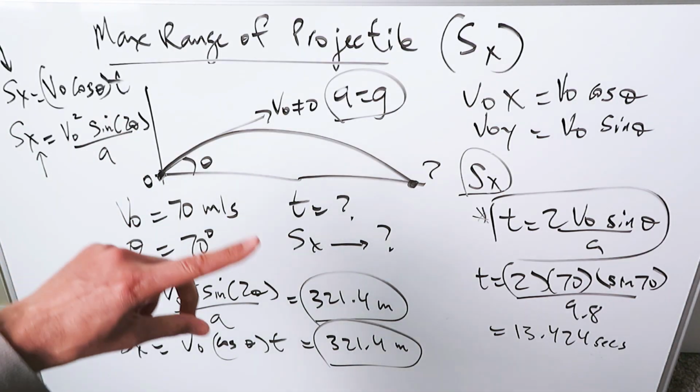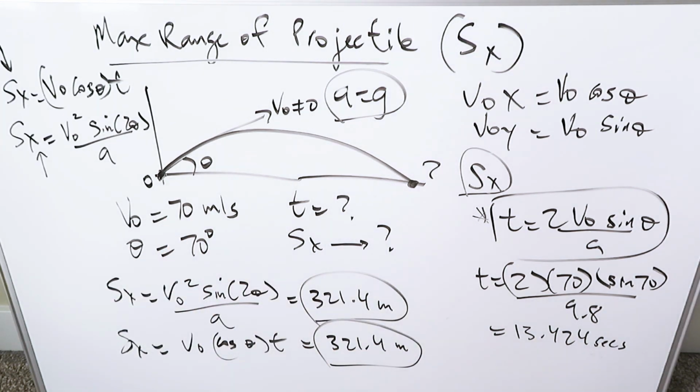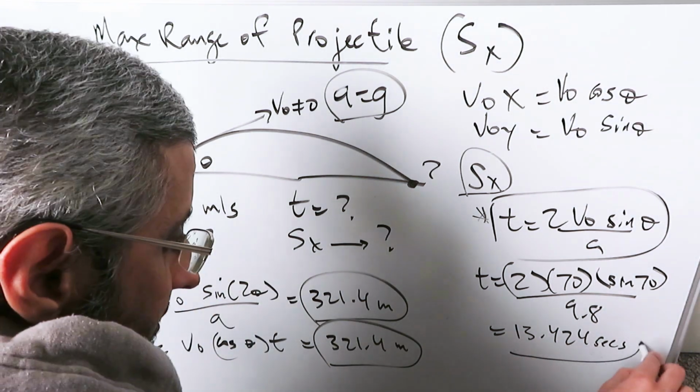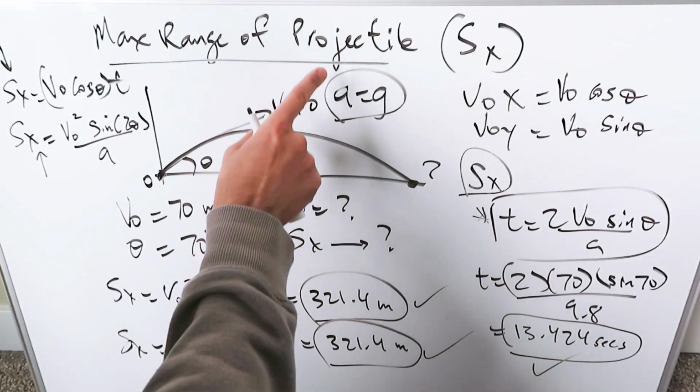We've done here derivation for you, we've done an example for you, two routes. The answers are good. This answer, time of travel, is good. Your total displacement to the right, your maximum range, is good.